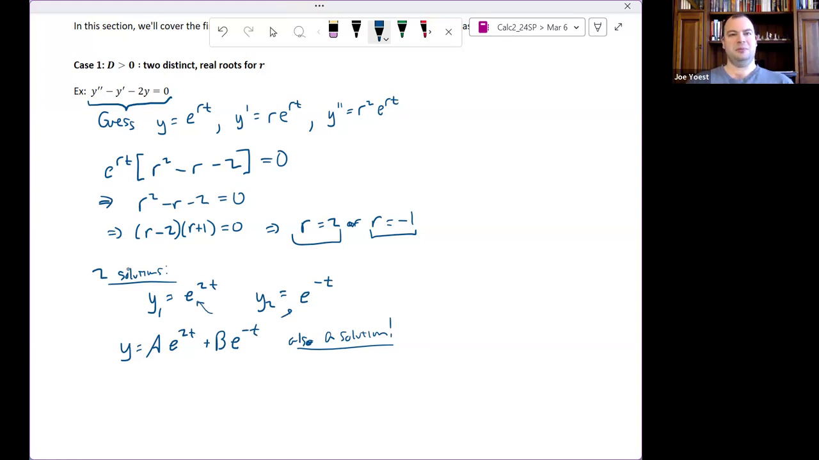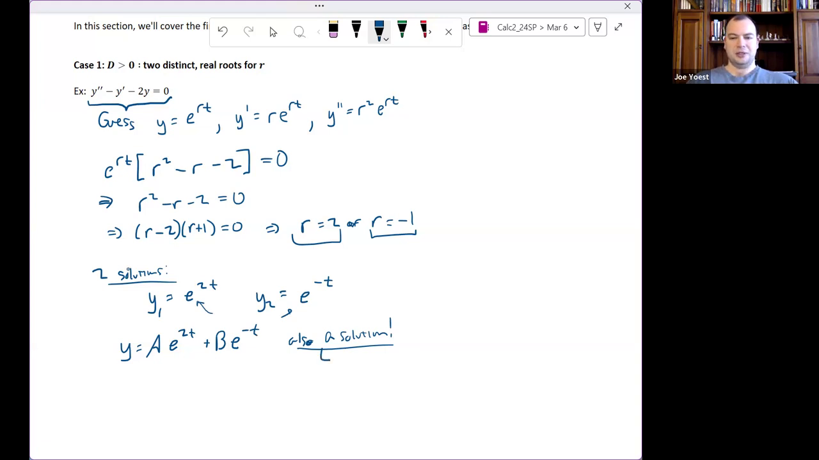And in particular, it's a solution for any choice of big A and big B. We see that if we picked big A equals 0 and big B equals 0, we get the trivial solution y equals 0. If we picked big A equals 1, big B equals 0, we get y1, or one of our fundamental solutions. And same thing if we chose big A equals 0, big B equals 1, we get y2. But we could also choose big A equals 1 and big B equals -10, or we could get a bunch of other solutions from here as well.